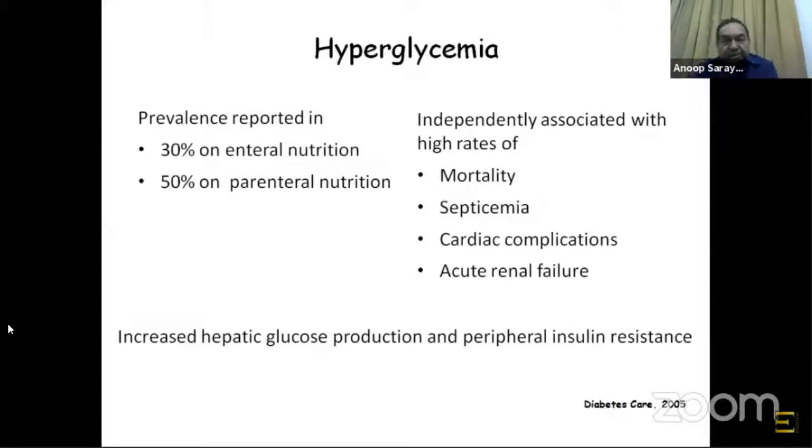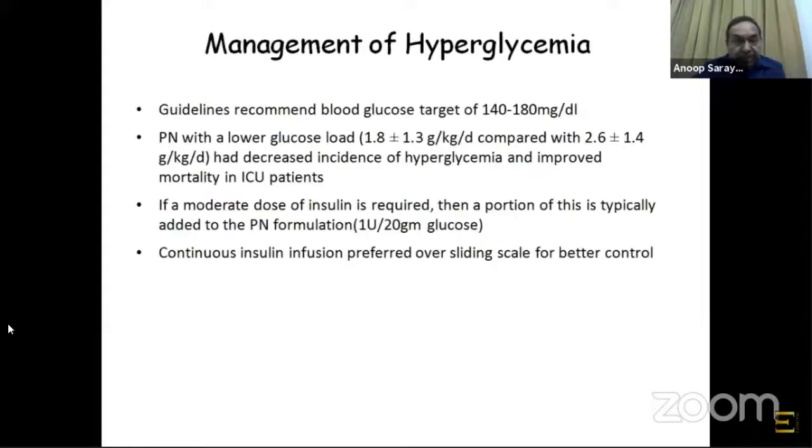Now coming to hyperglycemia. Prevalence reported is around 30% on enteral nutrition, 50% on parenteral nutrition, and independently associated with high rate of mortality, septicemia, cardiac complication, and renal failure. Increased hepatic glucose production and peripheral insulin resistance are common even when we are giving intravenous glucose. This has not been utilized due to resistance to insulin in ICU patients.